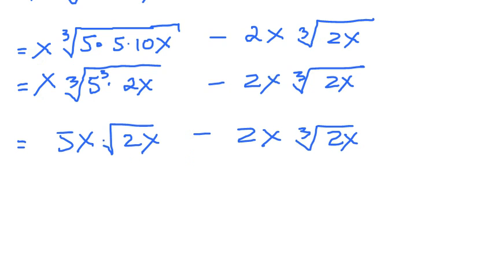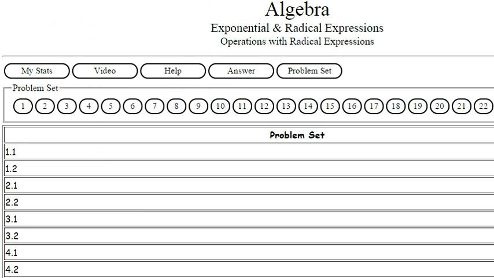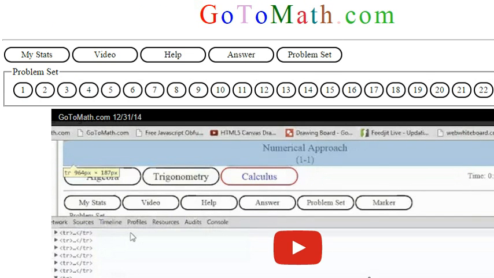Okay. Wait a minute. Those aren't like radicals. We have to put a 3 in the index number in there. Okay, so also this is x to the first, so that means we can also add them. And so we end up with 5 minus 2 is 3. x times the cube root of 2x, and we are done. We're done. Okay, so we're over here at GoToMath.com, get it worked out, CM 4.2.